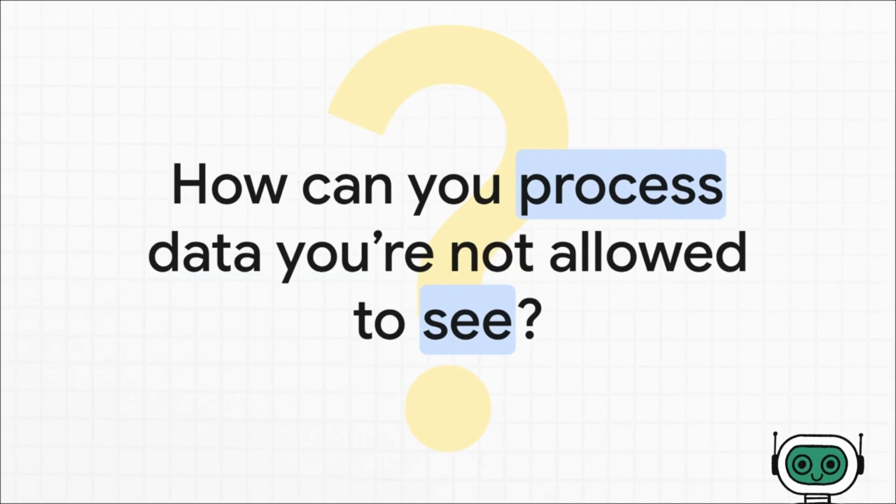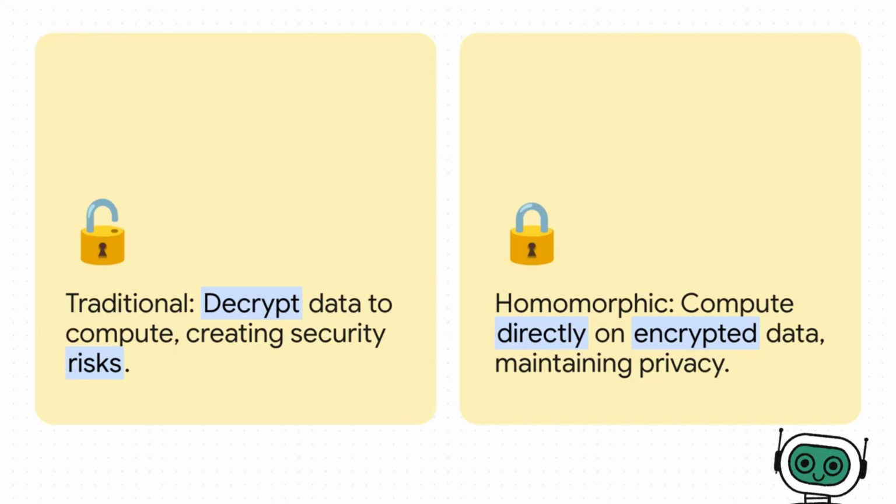So this leads to a pretty fascinating question, one that almost sounds like a riddle. How can you possibly process data that you're not even allowed to see? You see, the traditional way of handling this is, well, pretty risky. You have to decrypt the sensitive data, do your calculations, and then quickly re-encrypt it. But that tiny moment the data isn't plain text, that's a massive vulnerability.